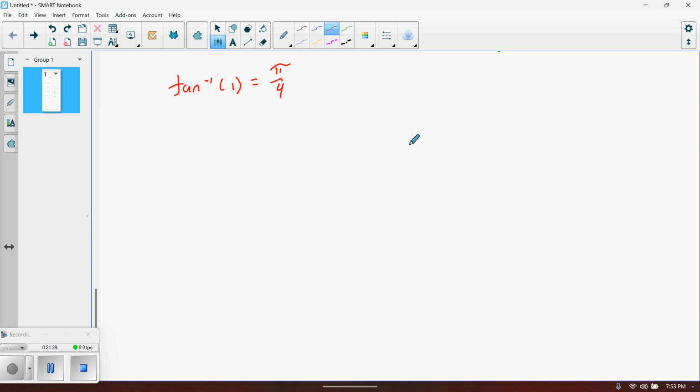Tangent of 0, I just kind of have memorized, so the inverse tangent of 0 would also be 0. Didn't write that one down, but it would be. This one's one that's not going to be quite as easy to figure out.